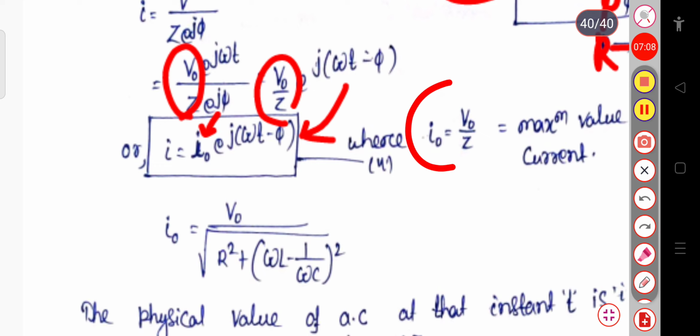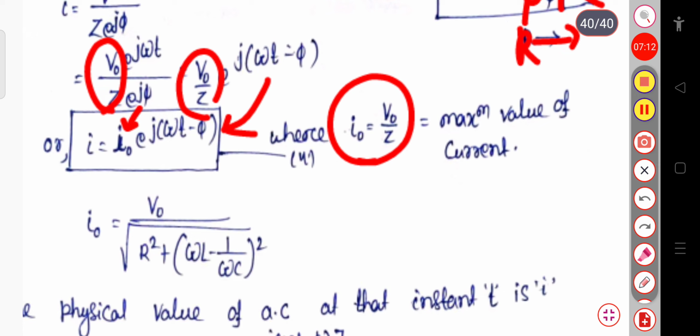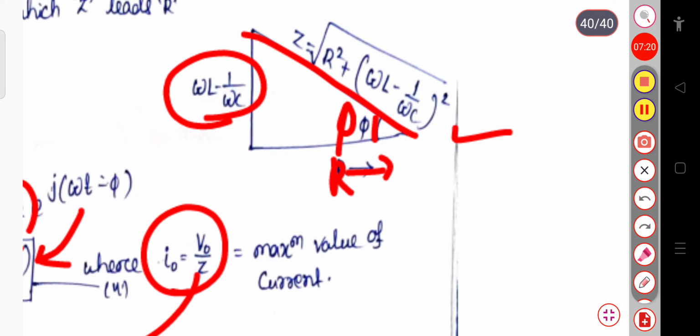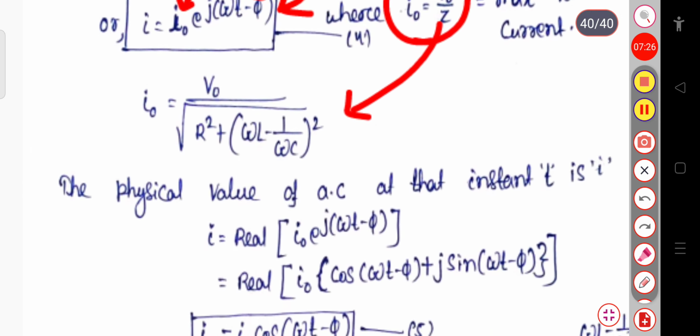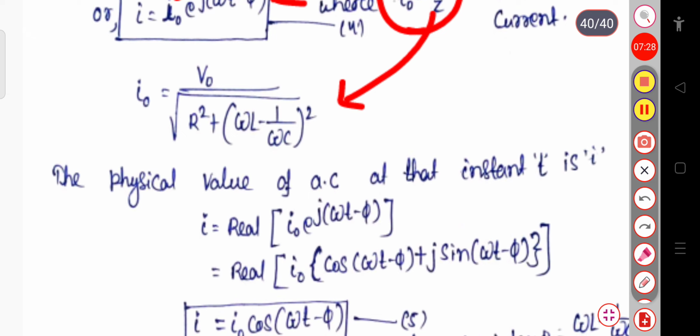Here I naught equals V naught by Z, this is the peak current or the maximum value of the current. So this can be written as I naught equal to V naught divided by, in place of Z we substitute its value, the square root of R square plus (omega L minus 1 by omega C) whole square. So this is the value of the peak current or the maximum value of the current.